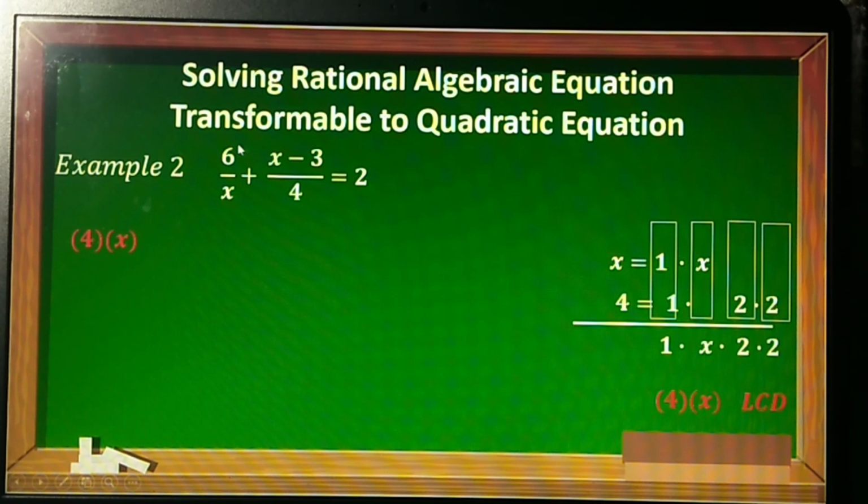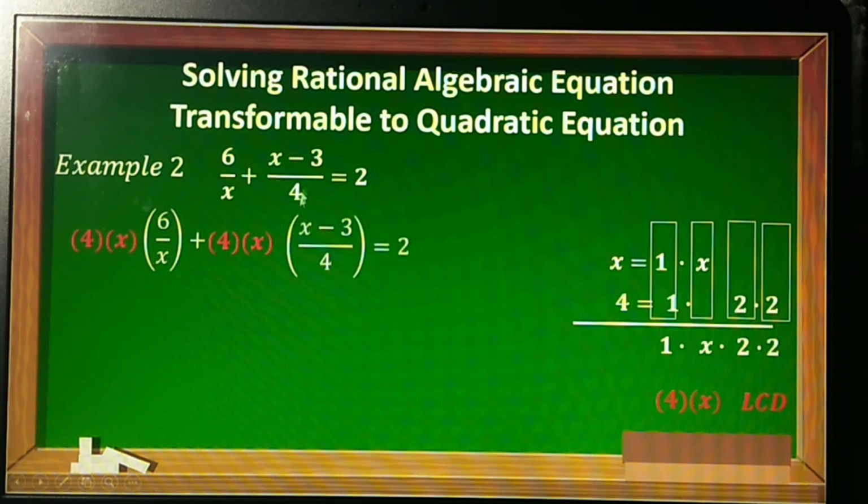So, 4x, multiply natin dito sa 6 over x. Then, plus, tapos, LCD ulit, multiply dito sa x minus 3 over 4. So, sa term na to, is equals to 2. Then, ito naman si 2, multiply natin sa LCD na 4x. So, lahat ng term, multiply natin sa LCD. Okay, so same again, same process. Multiply natin yung 4x dito sa 6 over x.